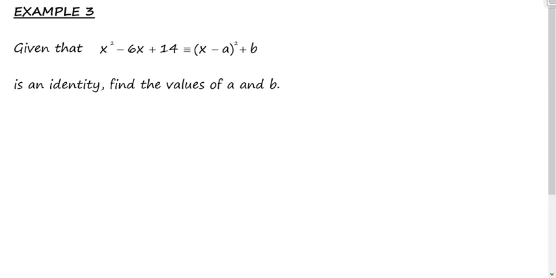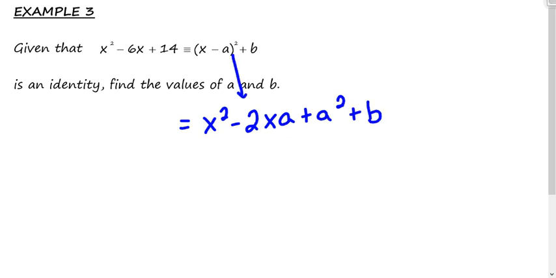So if I'm going to start with this side here, I'm going to expand out the square. That gives me x squared minus 2xa plus a squared, and then it says plus b. So all I did is I took this and I rewrote it here. Again, this is not a proof, but we're using the idea of identities to solve for variables. The left-hand side was this. So now what I need to do is set equal parts equal to each other.